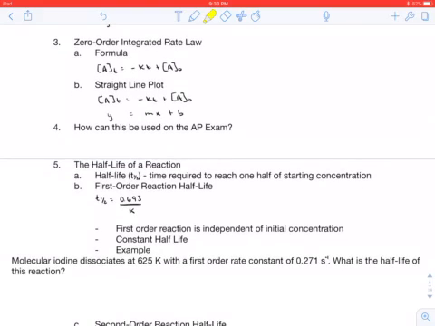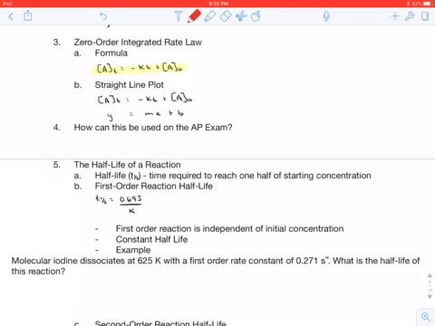Moving on to zero order. Same type of thing here. This one is the concentration of A sub t equals negative kt plus A sub 0. And that again lines up with y equals mx plus b.